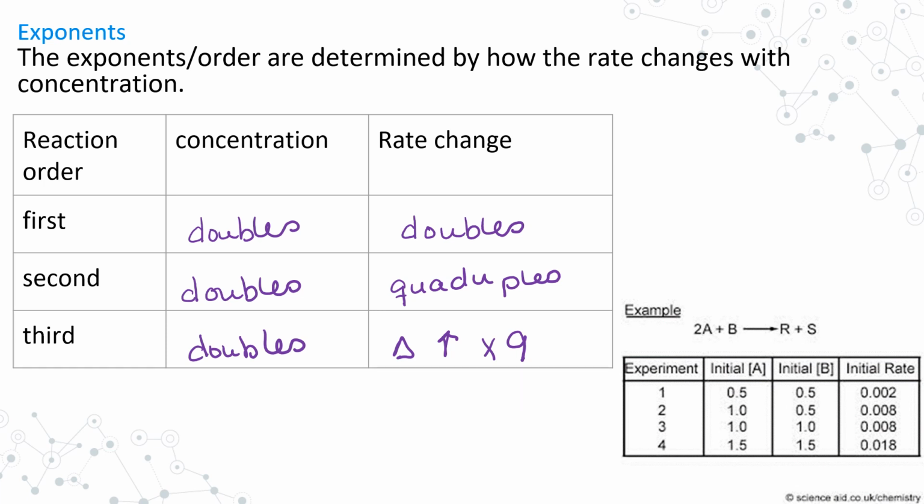So you just have to get used to looking for: is the rate going to double? Is the rate going to triple? Is the rate going to increase by 9? First order, second order, third order.